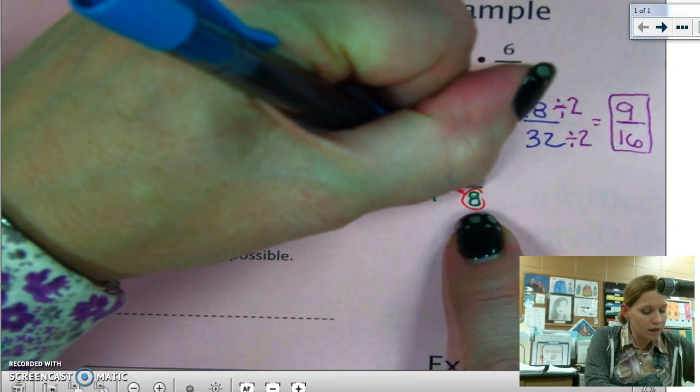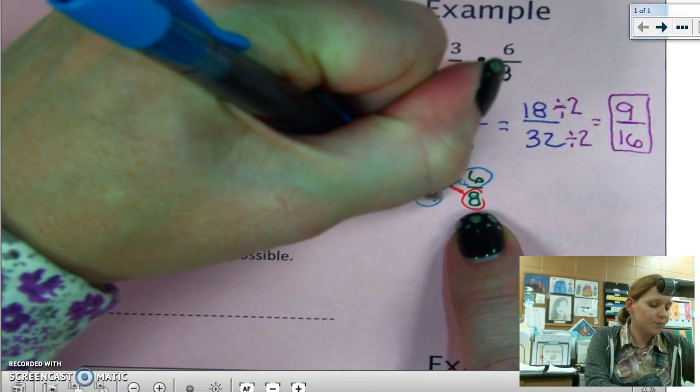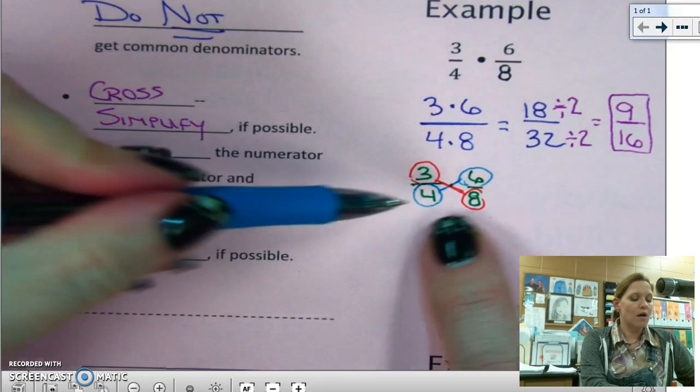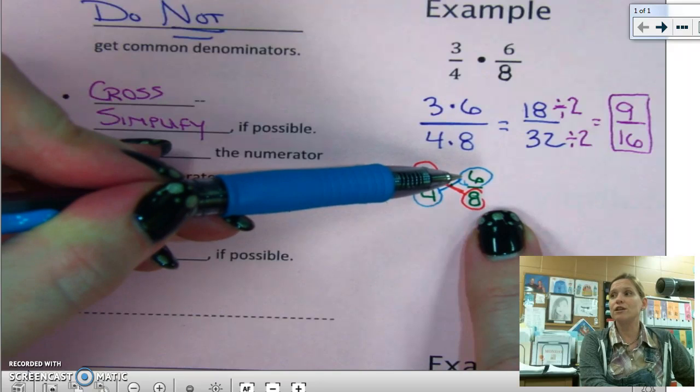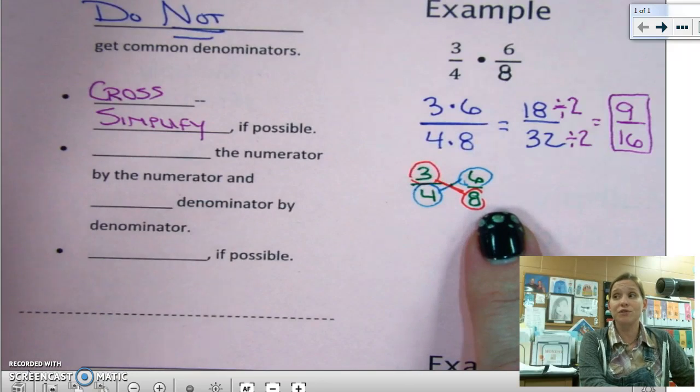Go this way, and let's look at these two numbers. 4 and 6. 1 times 4 and 2 times 2. 1 times 6 and 2 times 3. They both have 2 in common.